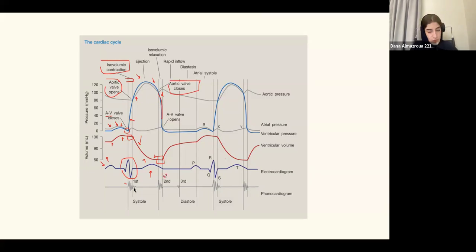S2 happens when the aortic valve closes. S1, we've seen, is when the mitral or the AV valve has closed. Now, when the aortic valve is closed, that's when you hear the second heart sound, and following that, we're going to see the isovolumetric relaxation.